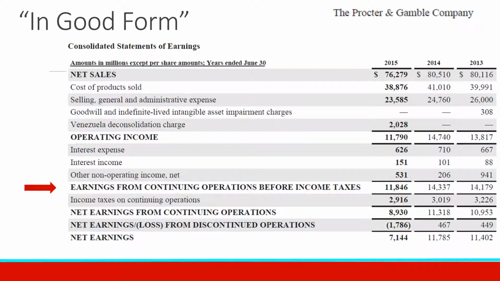What you can see immediately under that red arrow is an account called income taxes on continuing operations. That's the income taxes associated with the number right above it. So the $2,916,000 are the income taxes being charged on the $11,846,000 in earnings from continuing operations.